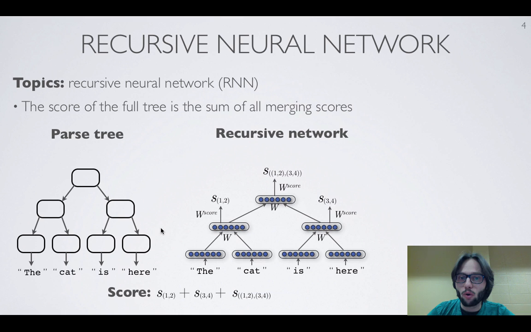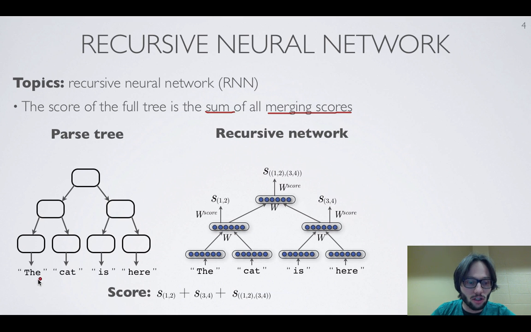Well, the simplest approach in terms of scoring an entire tree is to just assign it the score which is going to be the sum of all the merging scores. So essentially, the tree is going to be as good as the sum of the qualities of each of the merges that are done by the recursive neural network for that parsed tree.